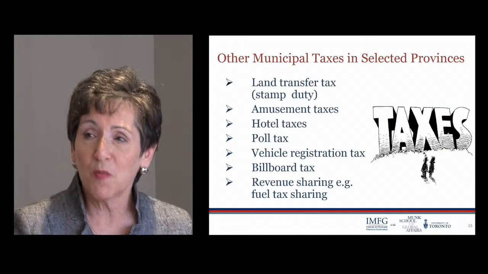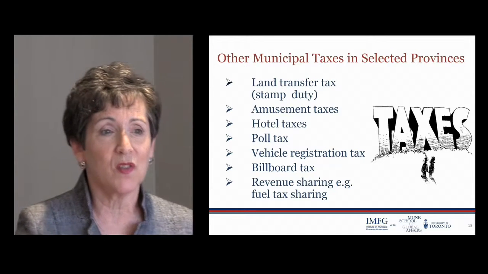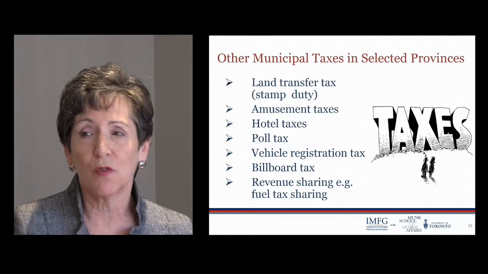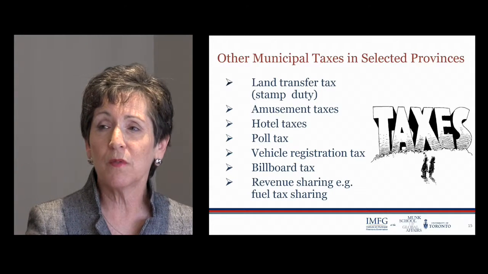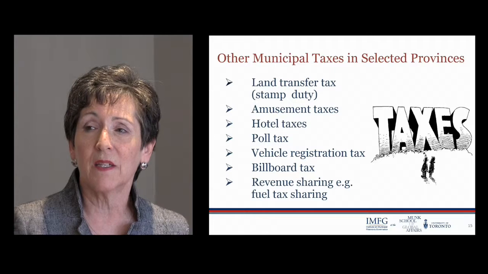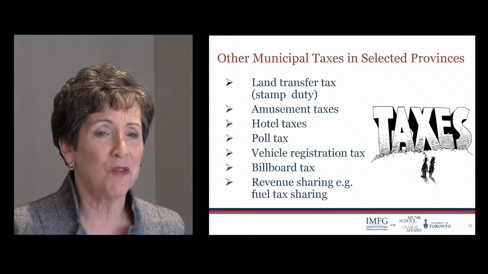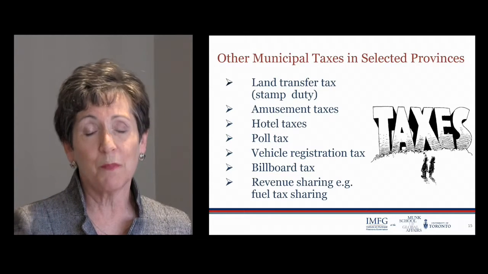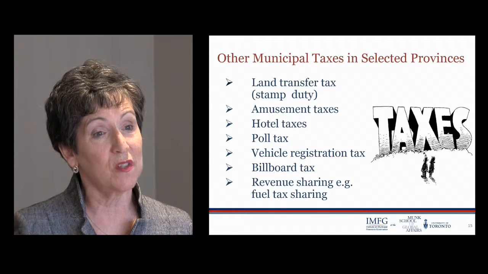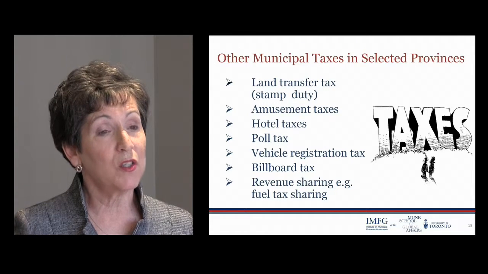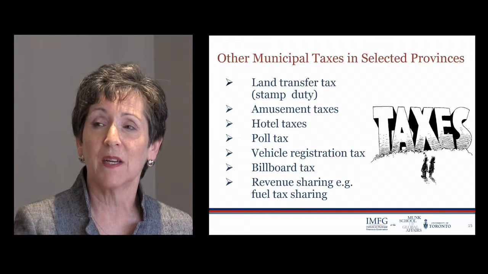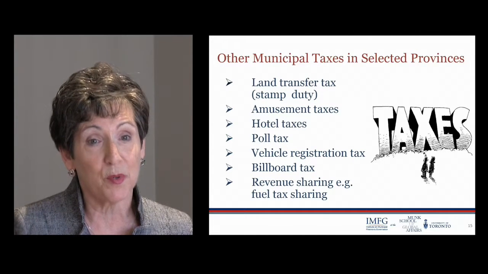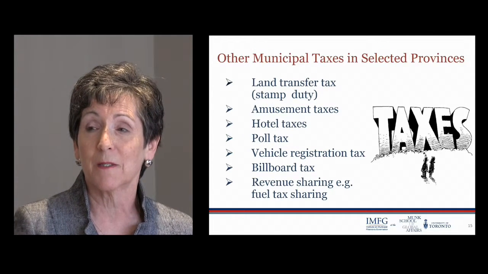Now, in some of the provinces, there are other taxes as well. But these tend to be fairly small as a percentage of total revenues. So for example, some cities in Canada have a land transfer tax. I think you call that a stamp duty. These are taxes that usually piggyback onto the existing provincial system, but the cities are allowed to put a little bit more on that tax for municipal purposes. The city of Toronto, where I live, for example, has a land transfer tax.